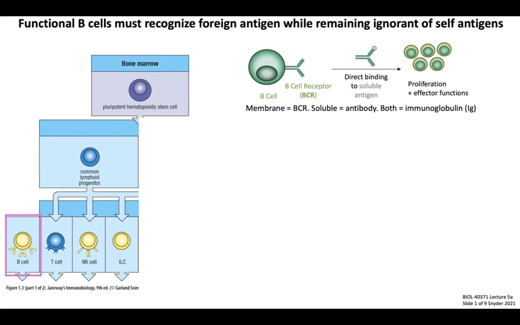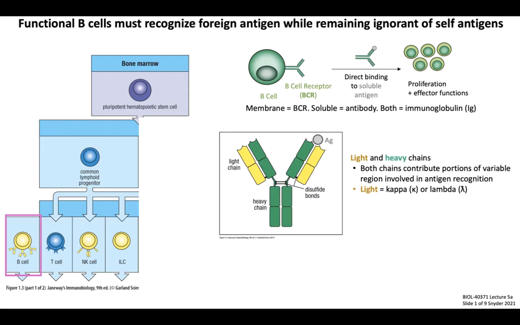Immunoglobulin can bind directly to soluble or multivalent antigens, so it differs from the TCR in that it doesn't need to recognize foreign antigen on a self-MHC complex through MHC restriction. When the BCR binds to cognate antigen, B cells often proliferate and assume effector functions, which we will discuss later on this week.